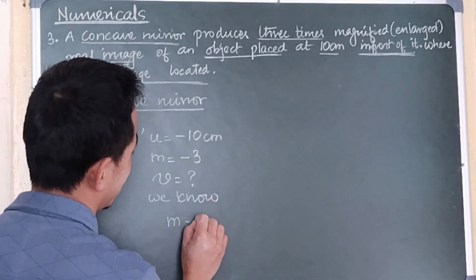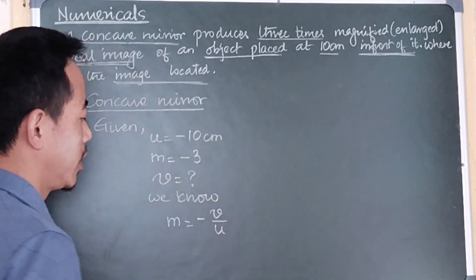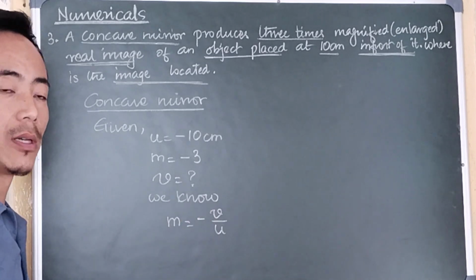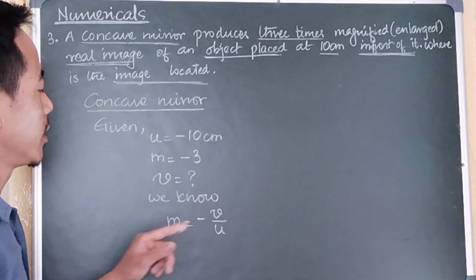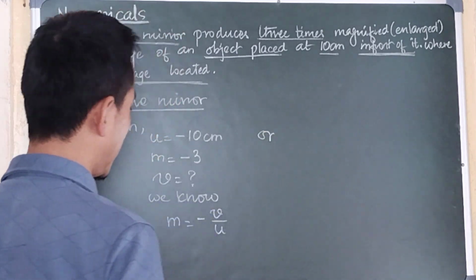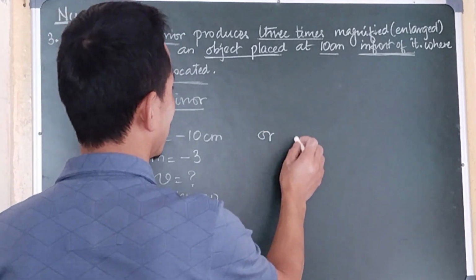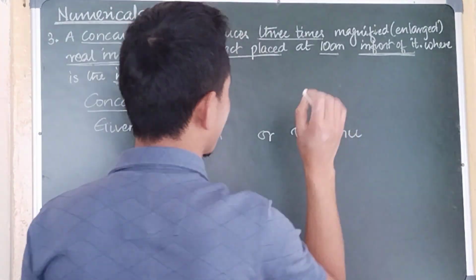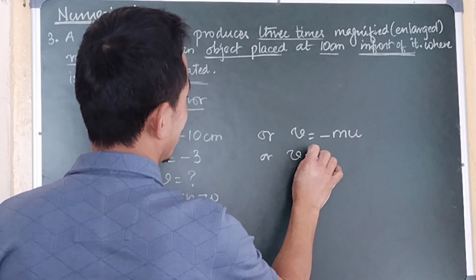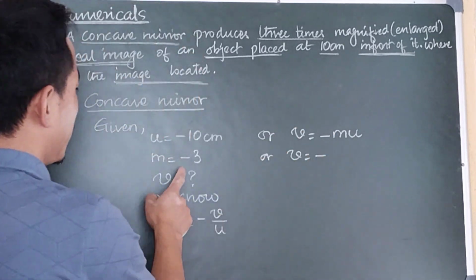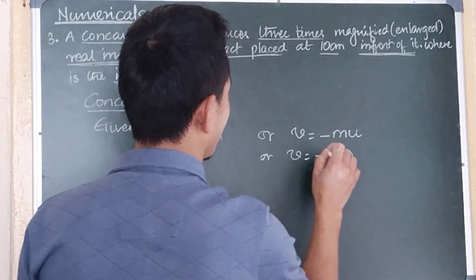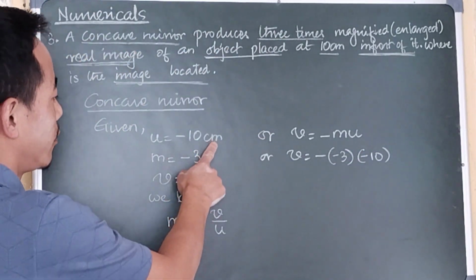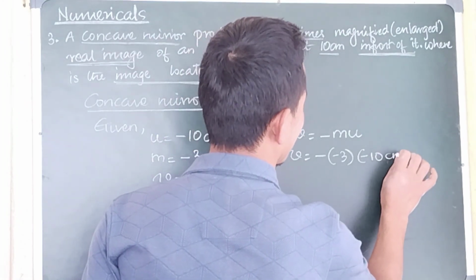We know m is nothing but minus v by u. All the 3 terms are here. v we have to find out, m is given, u is given. So you can simply use this formula and calculate v. Let's put the values. Before we put the values, let's arrange the equation. This can be written as v equals minus m times u, or v is equal to minus m, which is minus 3, and u is minus 10 centimeter.